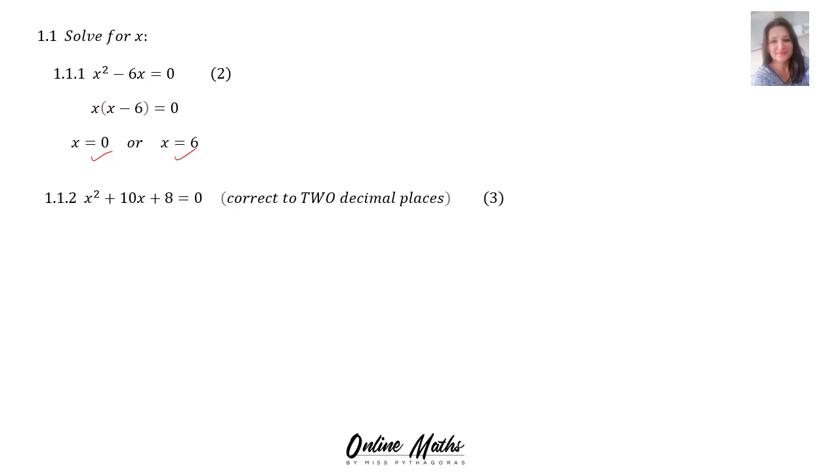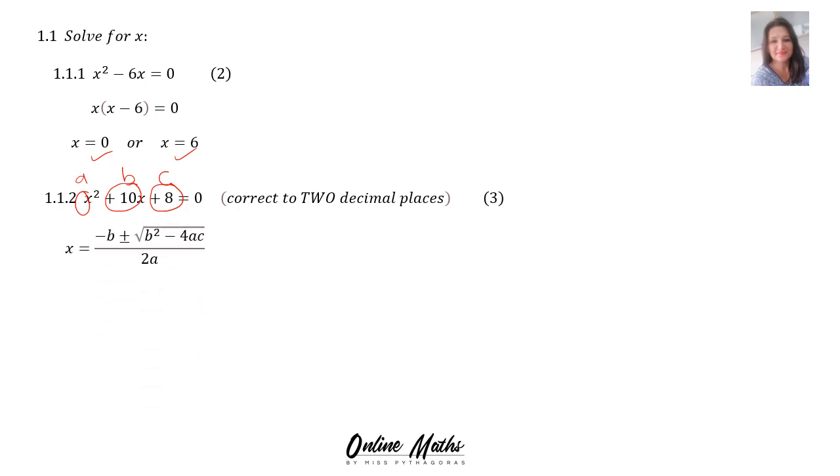1.1.2, they give you the equation there and they want you to solve for x correct to 2 decimal places. So they are giving you a hint. The correct to 2 decimal places means that you need to use the quadratic formula, living on the formula sheet. And then remember the coefficient, the number in front of x squared, that is a's value. The coefficient of x is b's value, and the constant term, the number on its own, that one is c's value.